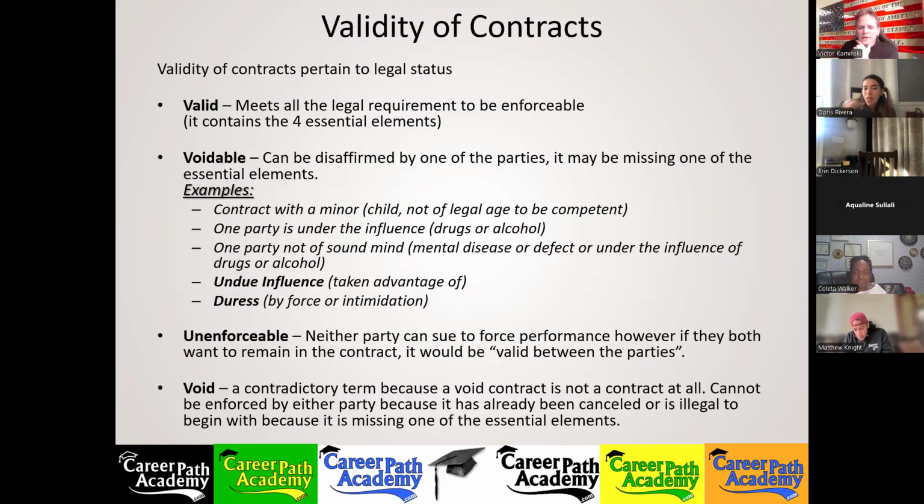Now, contracts can be voided as well. So what's a void contract? A void contract is a contradictory term, because a void contract isn't a contract at all, because it's missing one of those essential elements, or the contract has been canceled because it was voidable by one of the parties. Okay? So that's what the valid, voidable, unenforceable, and void contracts are. Okay, moving on.